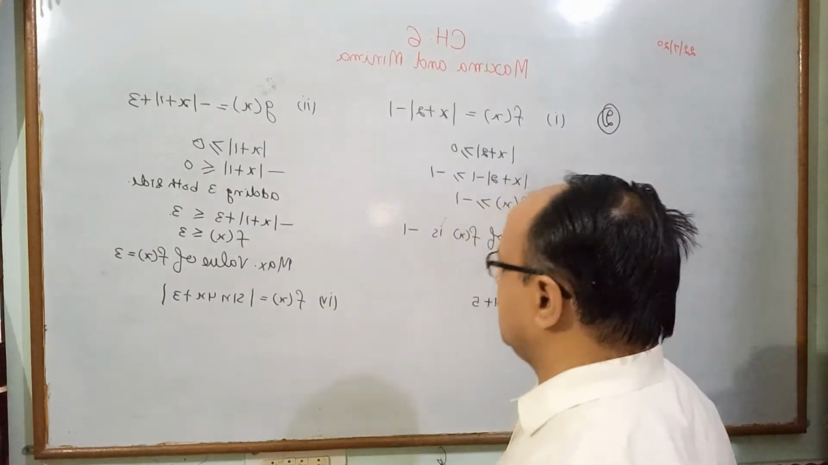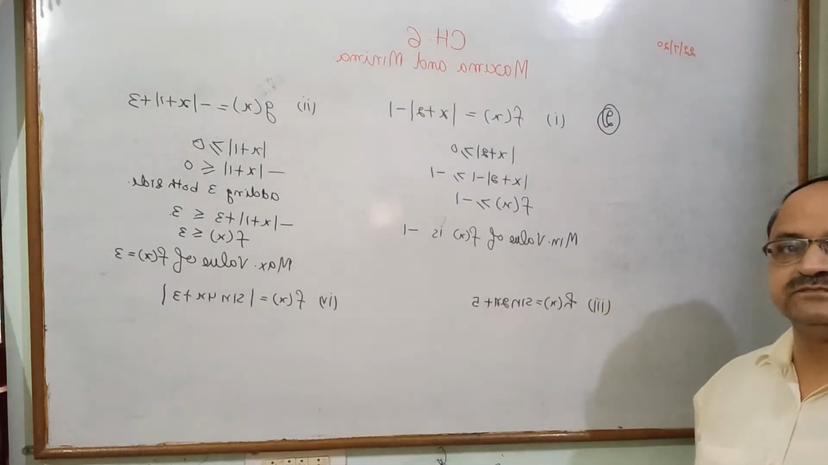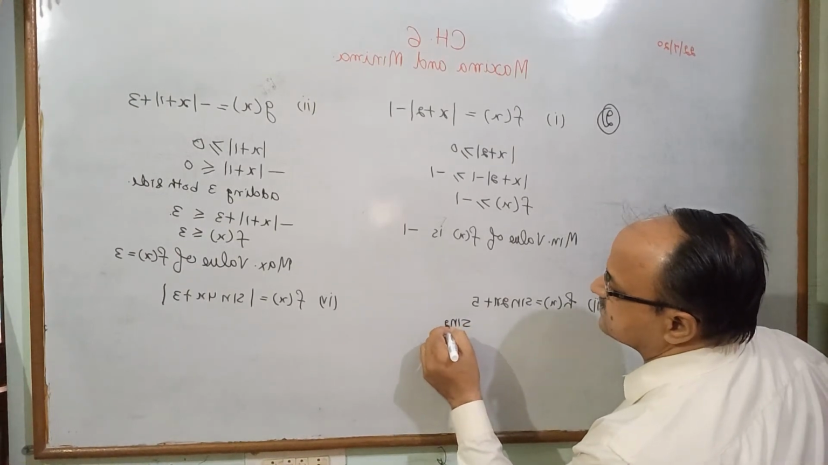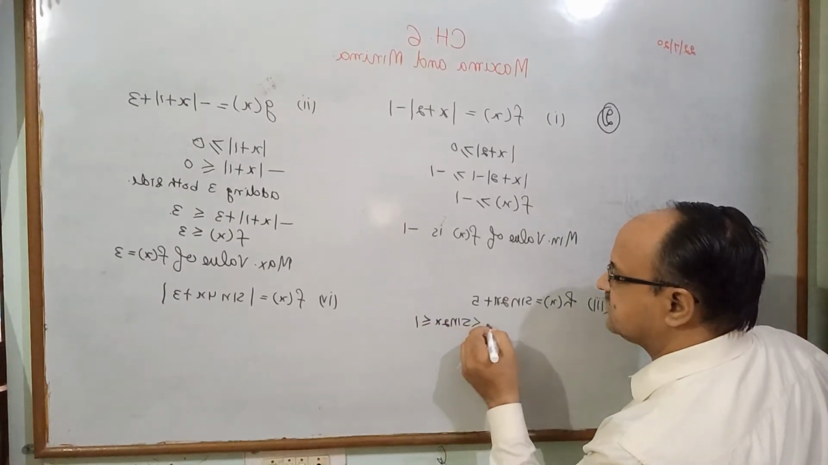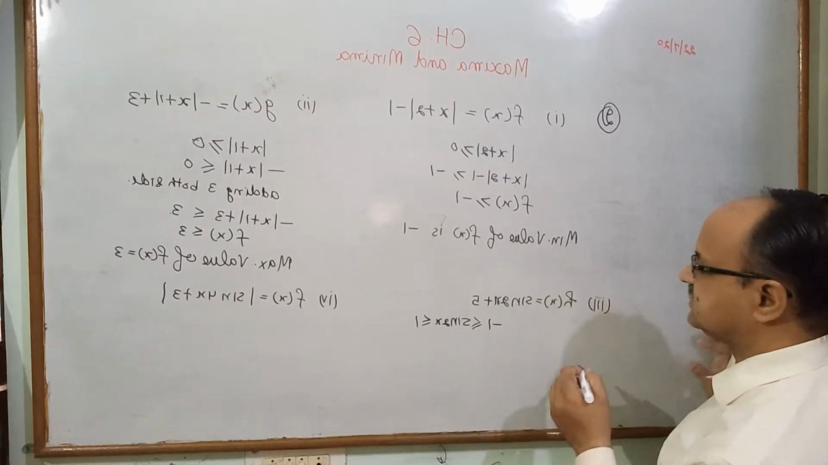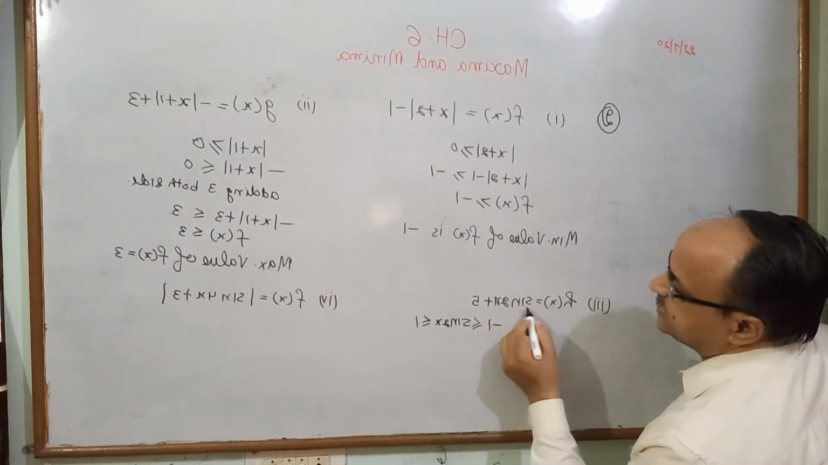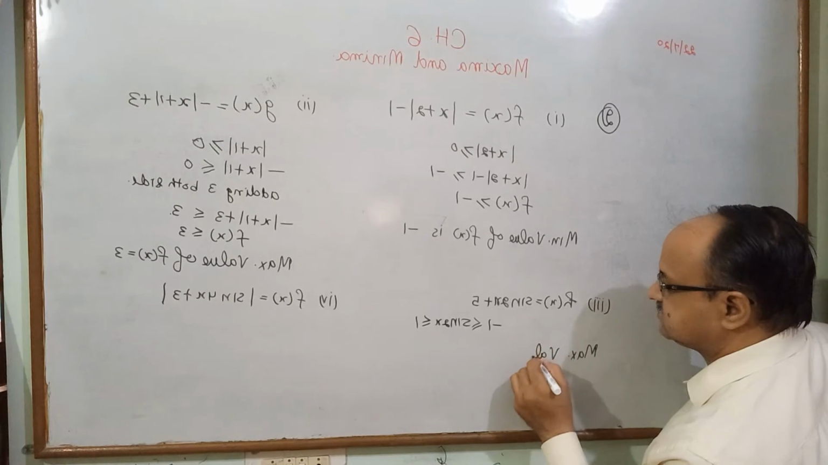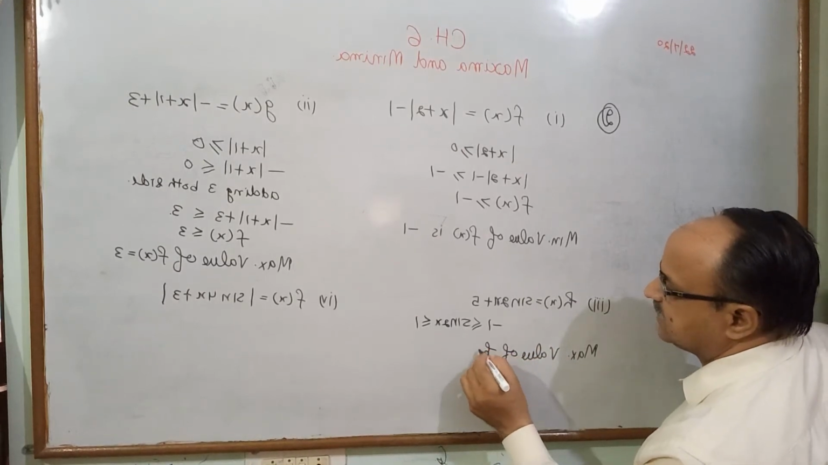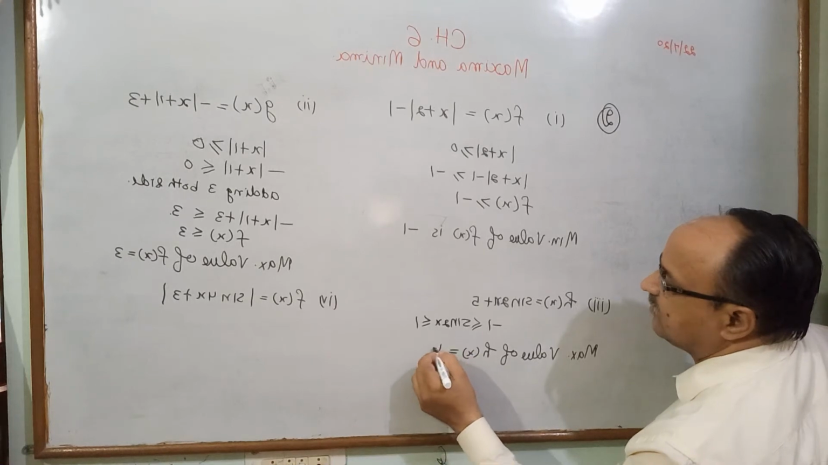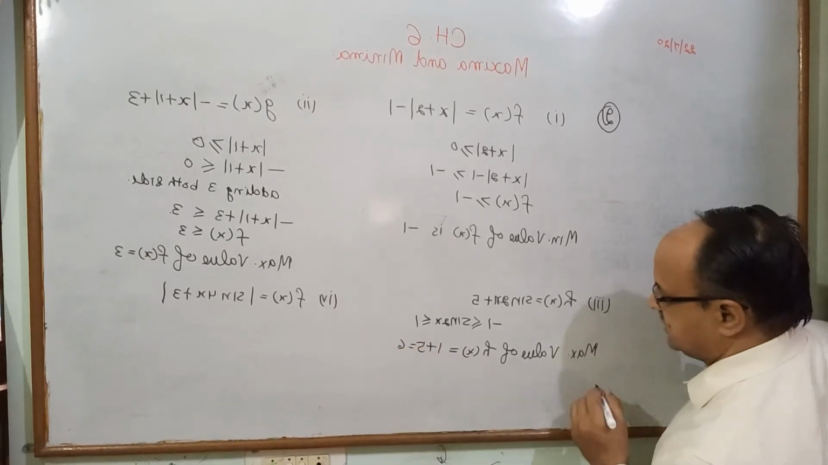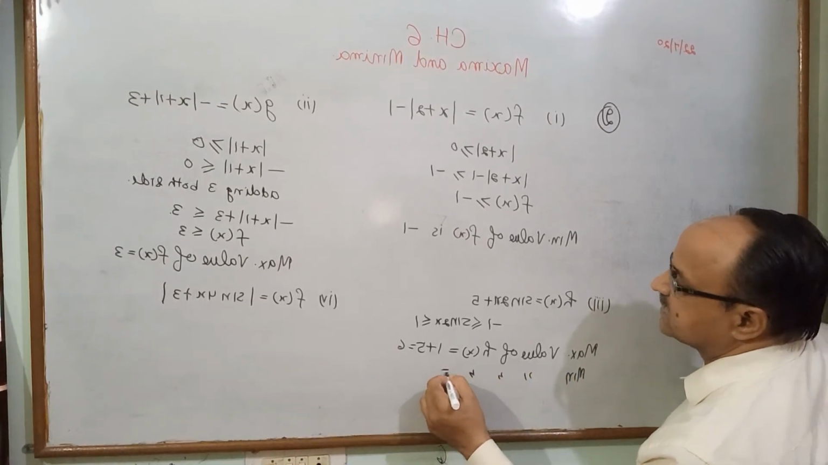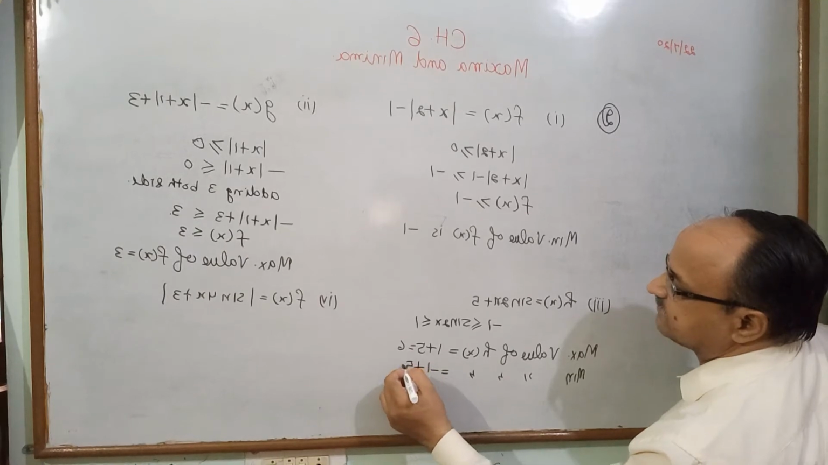Clear? And the third part of this question. You know that the value of sin x always lies between 1 and minus 1. Therefore the maximum value of sin 2x is 1. Therefore the maximum value of h of x is 1 plus 5, that is 6. And the minimum value of h of x is minus 1 plus 5, that is 4.